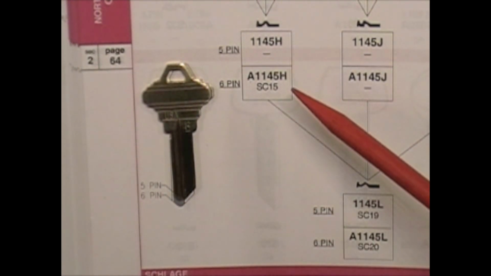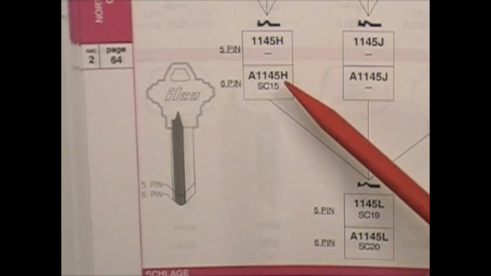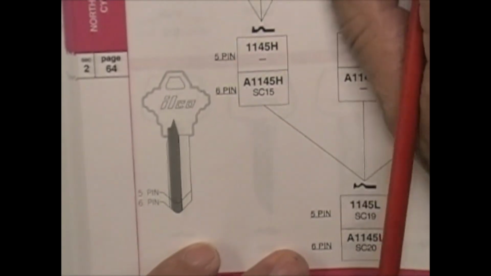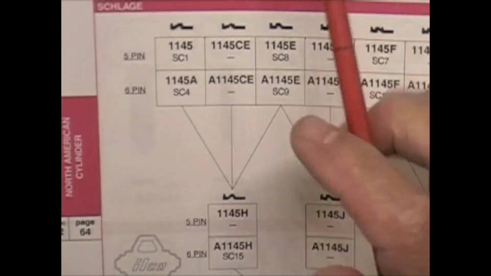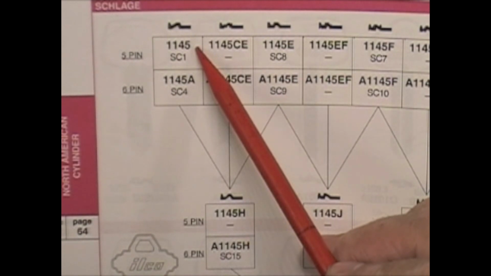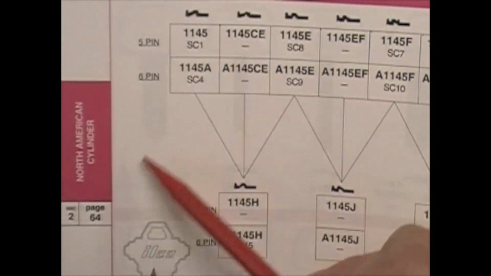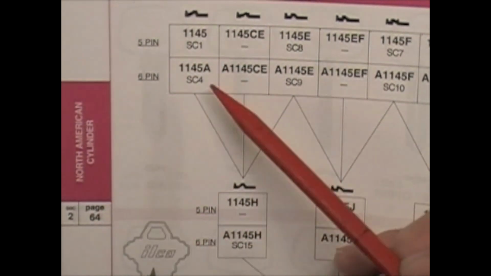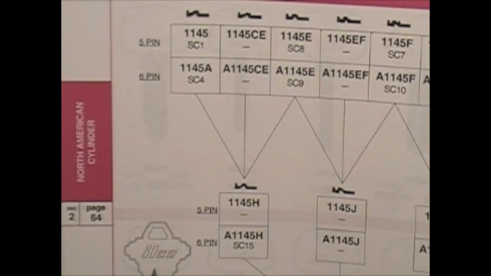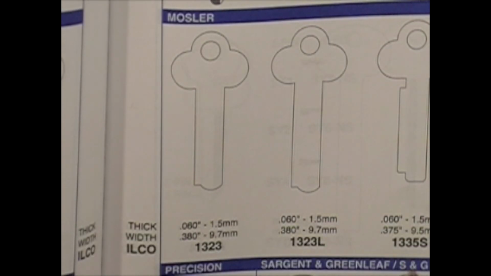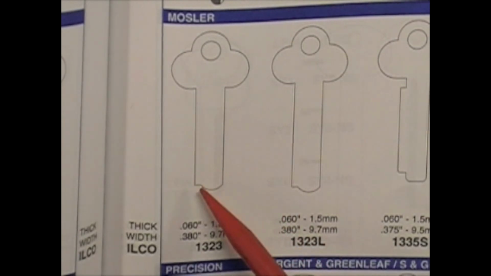And you can see that it does. So that works out easily if you know the ILCO key number. You can simply go to the index, get the section and page number, and turn to that page, and you'll find that key blank. Safe deposit box keys are identified basically by the thickness and the width.